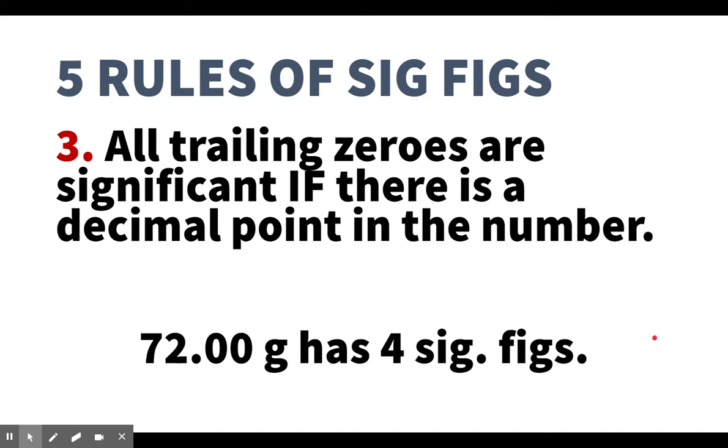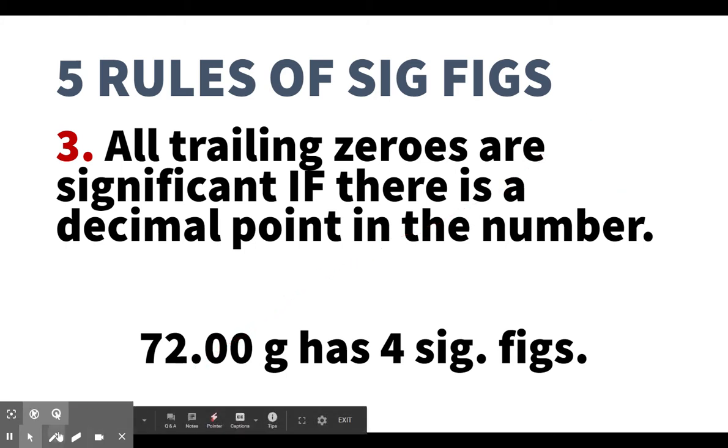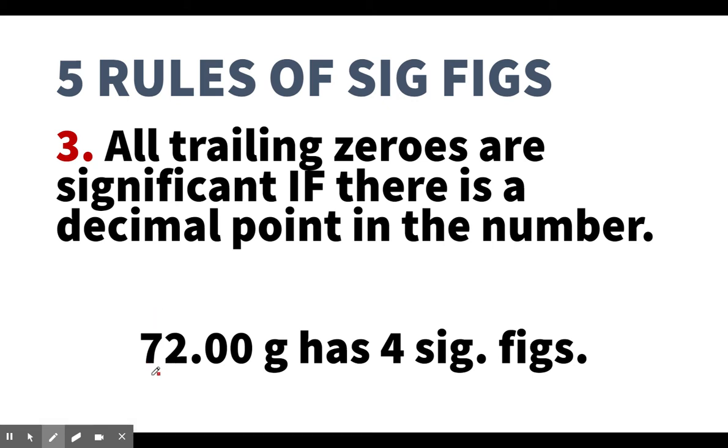So let me give you a couple examples. I'm going to get out my drawing tools here so I can help you out. So in the number 72.00, the 7 and the 2 are significant. Now, these are trailing zeros, and so we have to ask, is there a decimal in the number? Yes, there is. Therefore, they are significant. So there's 4 sig figs here.